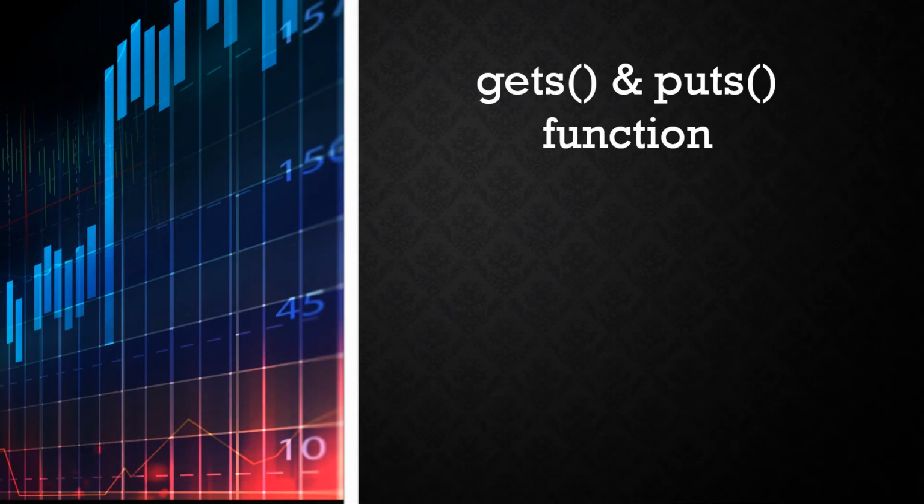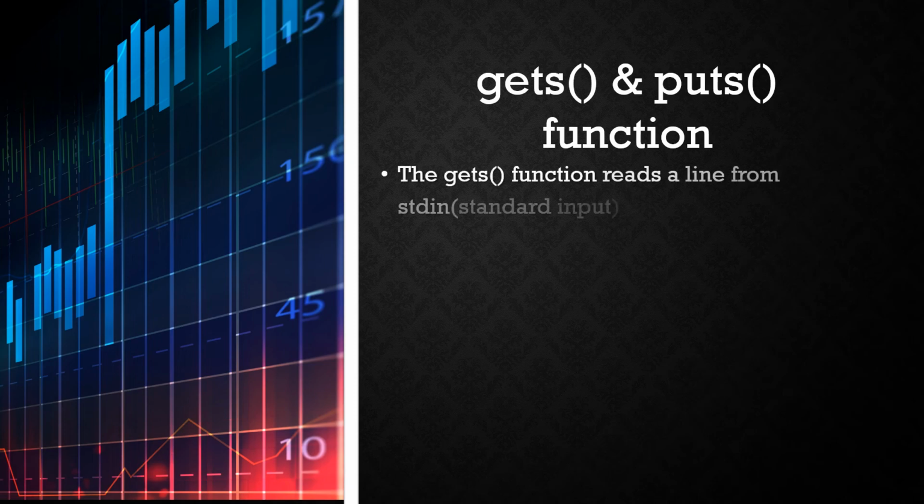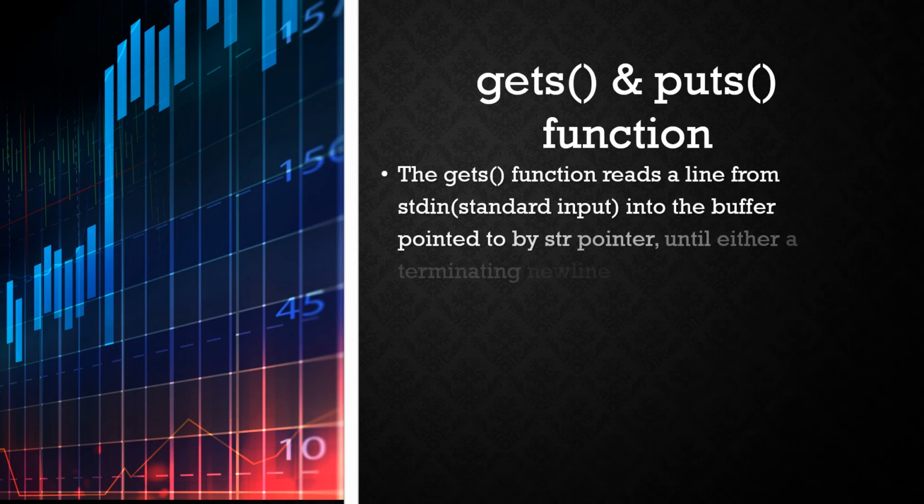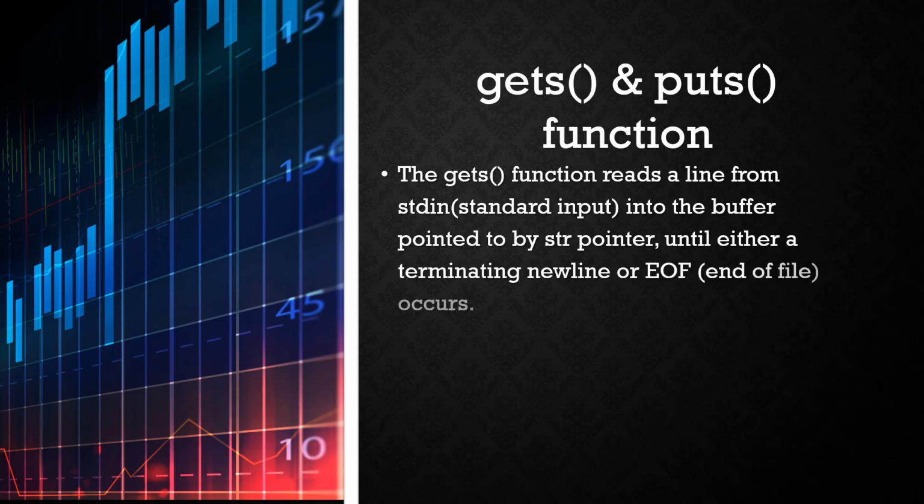Now, gets and puts function. The gets function reads a line from stdin into the buffer pointed to by the str pointer until either a terminating newline or EOF occurs. EOF means end of file.